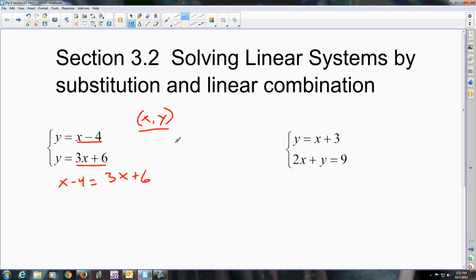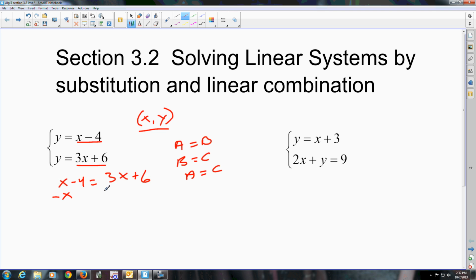The logic that I'm using is if A is equal to B and B is equal to C, then doesn't A have to be equal to C? Same thing here. If y is worth this much and y is also worth that much, they have to be equal to each other. Okay? And I need to solve from there.